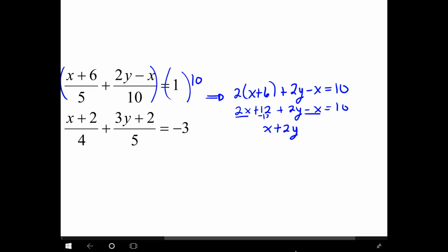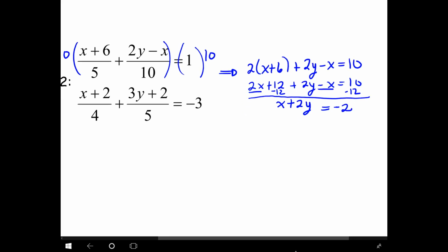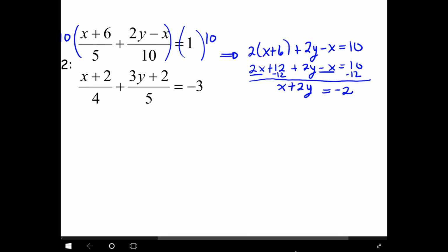And I'm going to subtract 12 to the other side, because remember, with elimination, we want to line up our x's and our y's in both equations. So 10 minus 12 gives me negative 2. Now that equation is nice and pretty to work with. So let's take a look at the second equation, make that one nice and pretty.